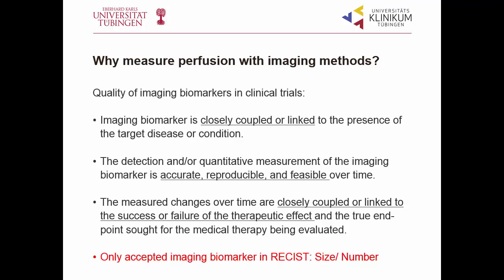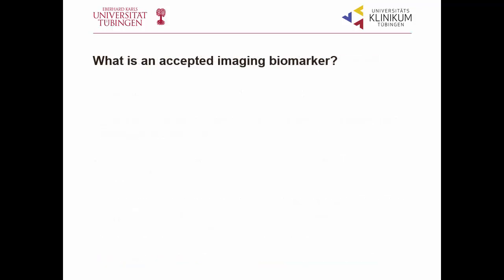We can do diffusion, perfusion, and all of these fancy techniques, but the only accepted imaging biomarker in clinical trials up to date in RECIST is just the size of tumors, and indirectly also the number of tumors. If there's increasing tumor, if there are new tumor metastases, then it's also progressive disease. But I think we can get more out of our images than just simple size.